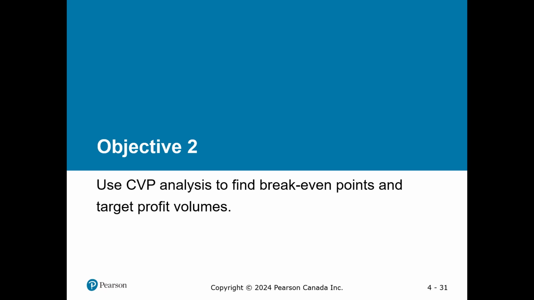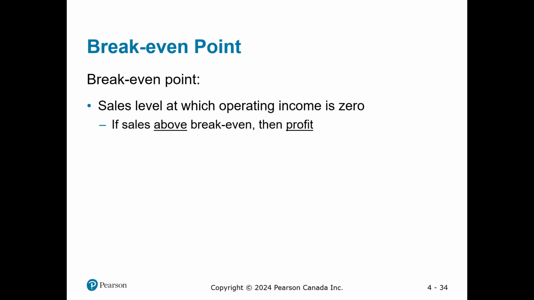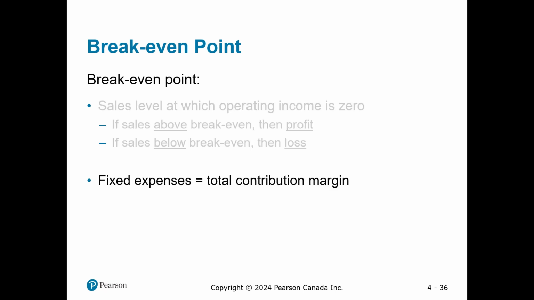Use CVP analysis to find break-even points and target profit volumes. All right, what is the break-even point? This is where we have a sales level which results in an operating income which is 0. That makes sense. We're breaking even, meaning we're making nothing. If sales are higher than the break-even point, we're going to make a profit. And if sales are below the break-even point, we're going to lose money. It also is the point where fixed costs are equal to the total contribution margin.